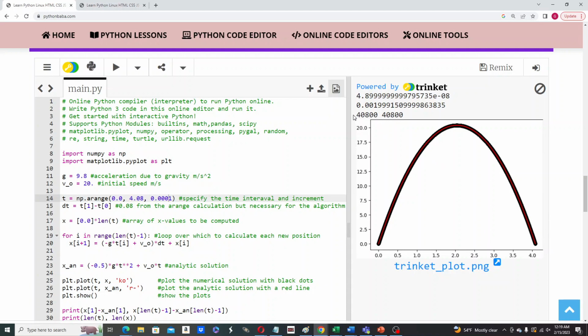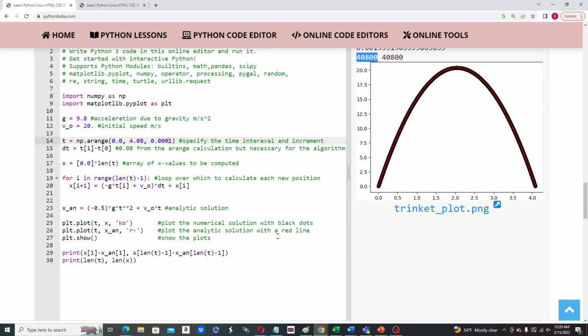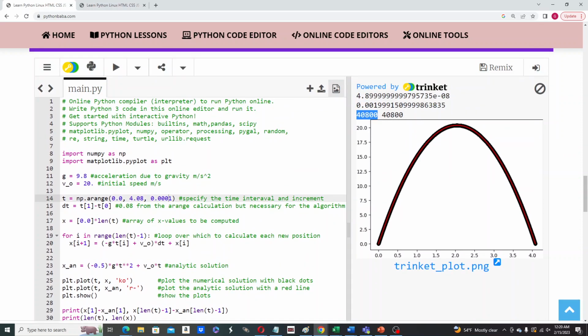But notice, if my time increment is 1/10,000th of a second and I'm going for 4.08 seconds, then I have 40,800 data points in my plot here. So all of that is well and good. If you have a first order differential equation, just choose your time intervals to be appropriate, and you will get increased precision. And this shouldn't be too much of a surprise, right?